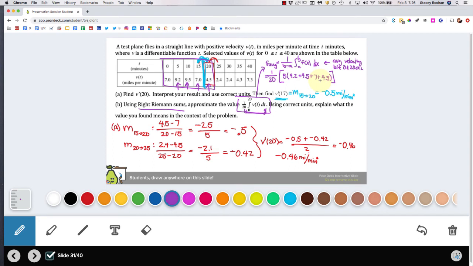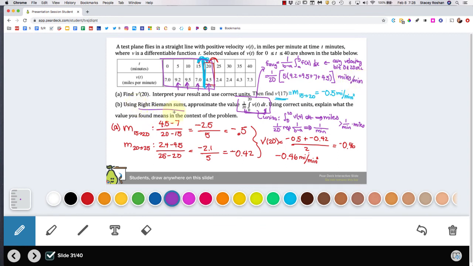And what are my units? If I'm thinking of units, the integral of v(t) dt, well, v(t) is miles per minute, and I'm taking the antiderivative, so I'm going from a rate to an amount. So my integral from 0 to 20 of v(t) dt is just going to be measured in miles. But then the 1 over 20 represents the 1 over b minus a, which is the minutes. So that is going to be 1 over minutes. And so if I have 1 over minute times miles, then my units are going to be miles per minute. So that's how you get the units.